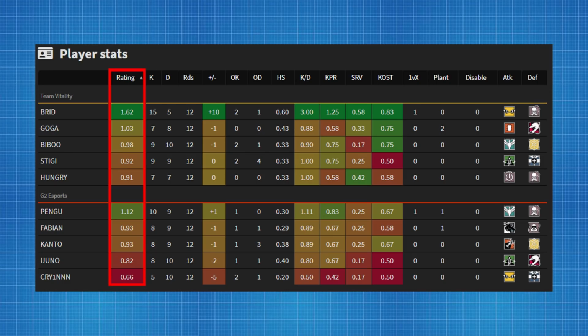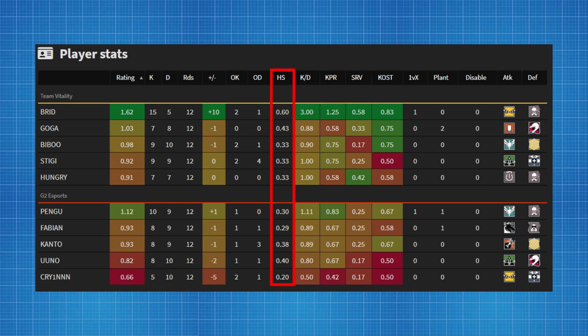That being said, let's start by quickly going over the different stats that are being collected. First, we have the obvious stuff like kills, deaths, rounds, and plus minus. But then we have some more advanced stats like OK, which stands for opening kills and counts how often a player got the first kill in a round. And conversely, OD, which counts how often a player was the first one to die in a round.